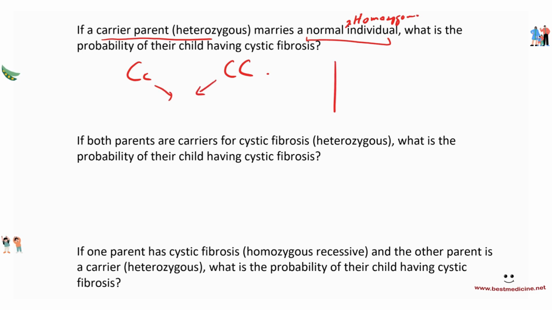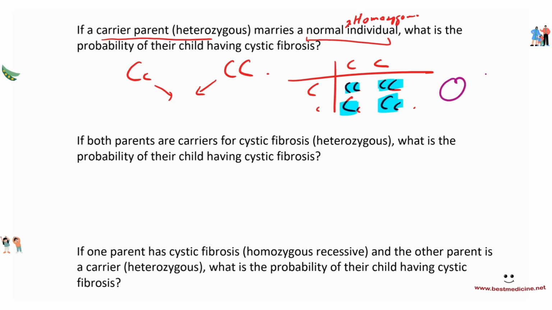So when we cross this, what is the probability of the child having cystic fibrosis? Let's have a look. Two capital C's, one capital C, one small c, and the resultant genotypes that we get is this here. So we have two homozygous dominant and two heterozygous. Do we have any homozygous recessive? No. So because we don't have any homozygous recessives, we don't have anyone affected with the disease. So the answer to this is 0%.